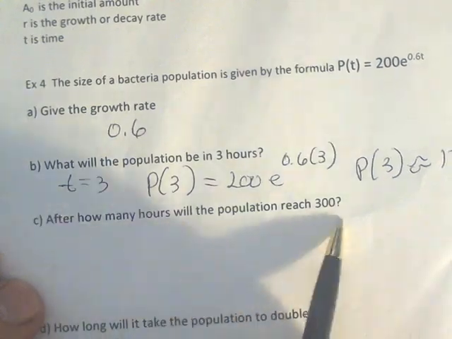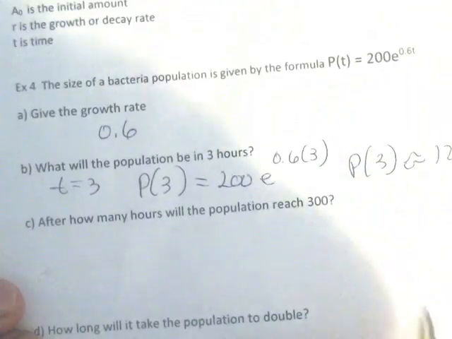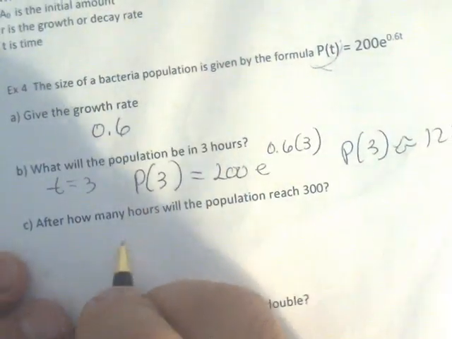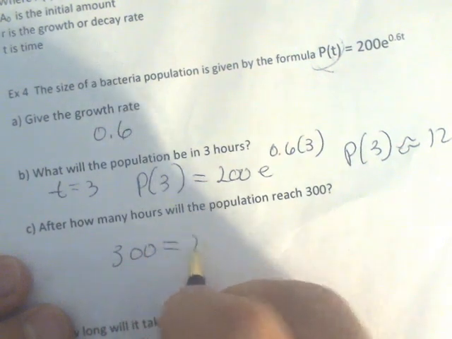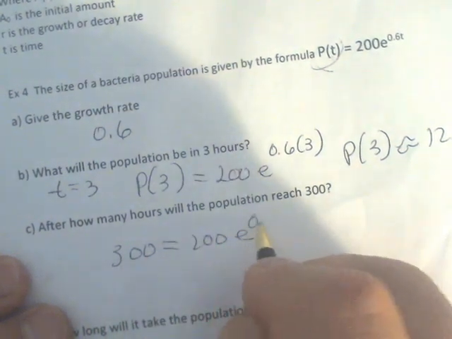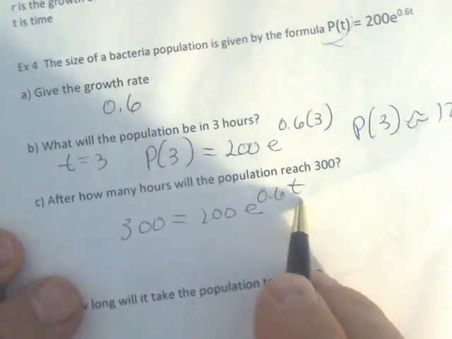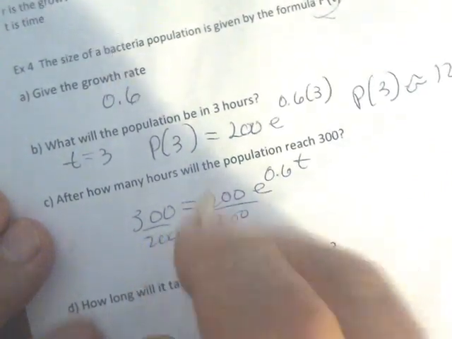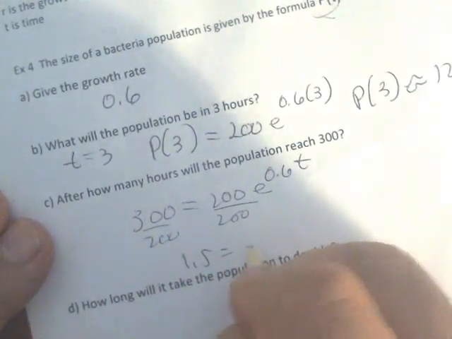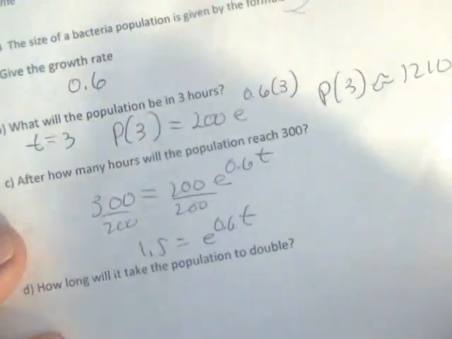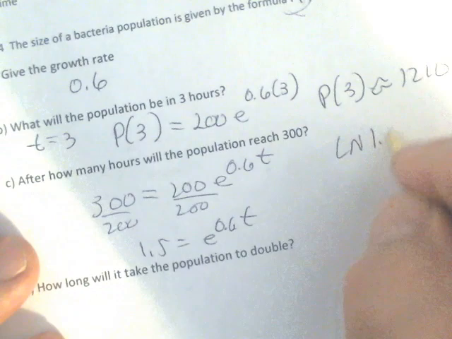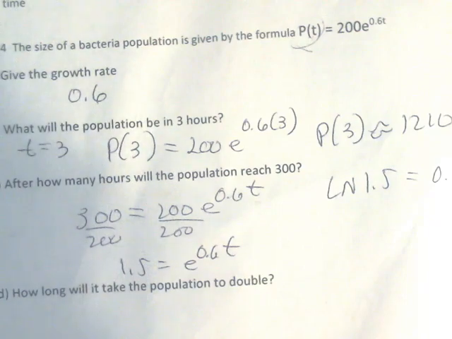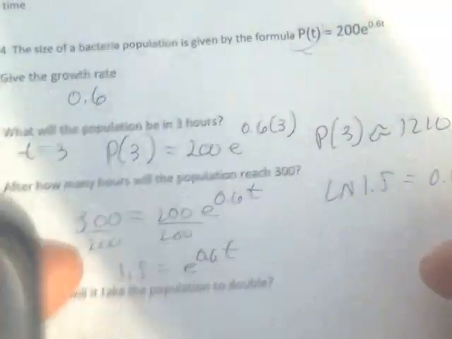Part C, after how many hours will the population reach 300? So in this case, right here, this is my population after time. So what I want to do is substitute in that 300, and then solve for t because I'm solving for time. So I divide both sides by 200. This gives me 1.5 is e to the 0.6t. Change to a logarithm. ln of 1.5 is 0.6t. So if I take the natural log of 1.5, I get 0.405.